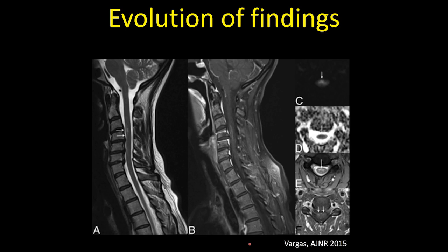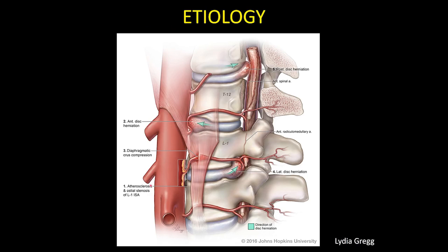And in terms of how the findings evolve, we also have to remember that we will expect to see some enhancement if we repeat the image in a few days. So what's the etiology? Most of the time it's actually a problem of the aorta, like atherosclerotic disease. And this is a great graph because it shows, in one image, multiple different possible etiologies. And again, the aorta can be a problem.